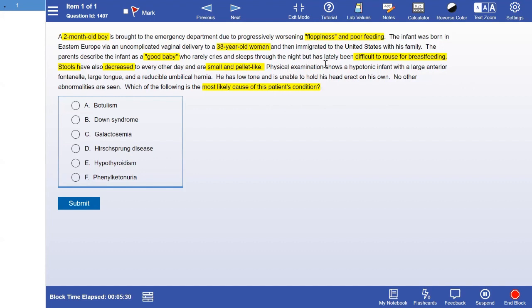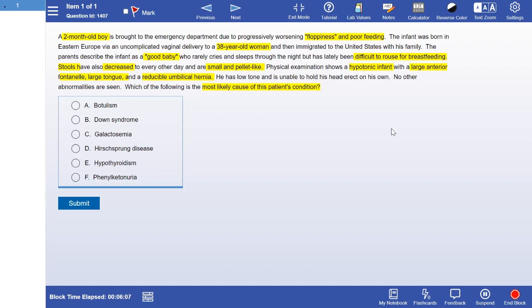Now, the physical examination, which is important, shows a hypotonic infant with a large anterior fontanelle, a large tongue, and a reducible umbilical hernia. Now, this line tells us that the tone of the infant is decreased and the patient has a large anterior fontanelle. The tongue is also increased in size, and the patient has a reducible umbilical hernia. Now, this is one of the most important lines in this entire question, which will help us reach the diagnosis.